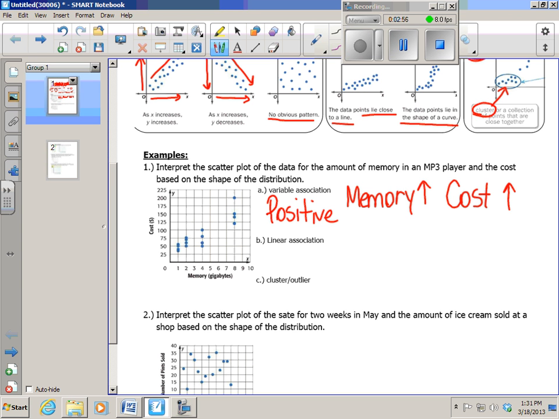The linear association is that this is linear, it's not nonlinear. The information is very close to a straight line, and there is a bit of a cluster, and that is around 1 to 2 gigs. So this kind of area in here. So there's a cluster at 1 to 2 gigabytes, but there is no outlier. And so there we've interpreted all 3 different things for the scatter plot. We're ready to move on to number 2.